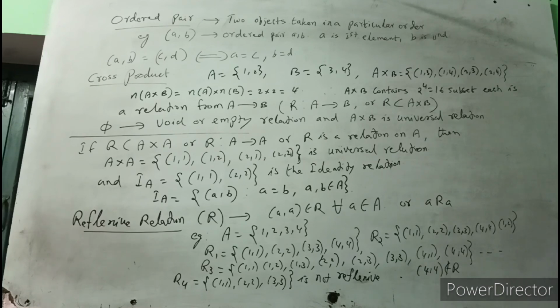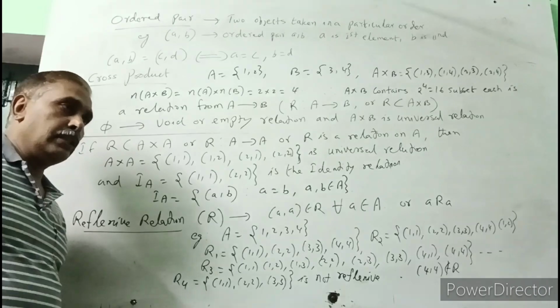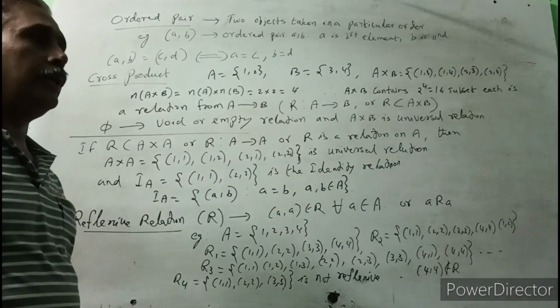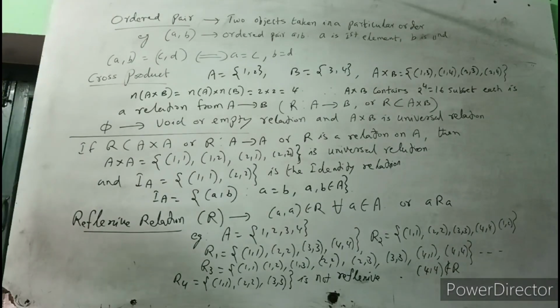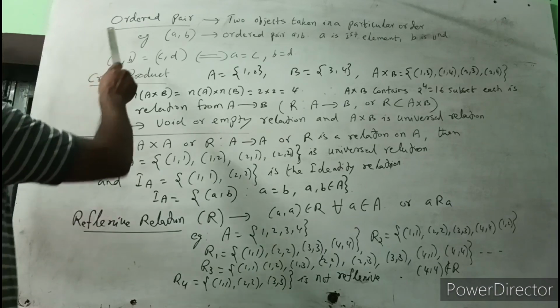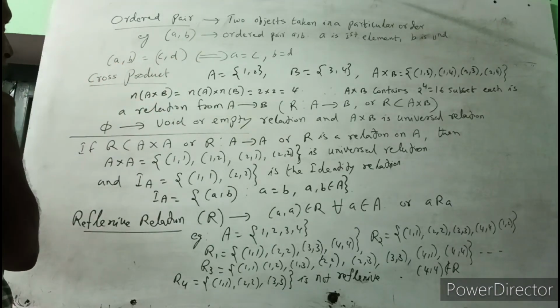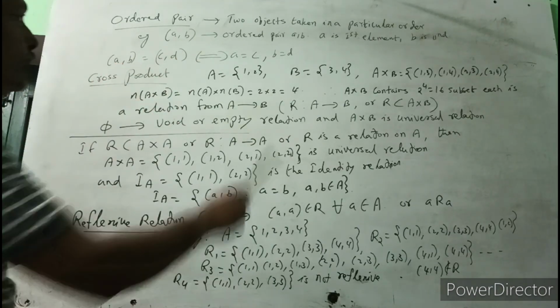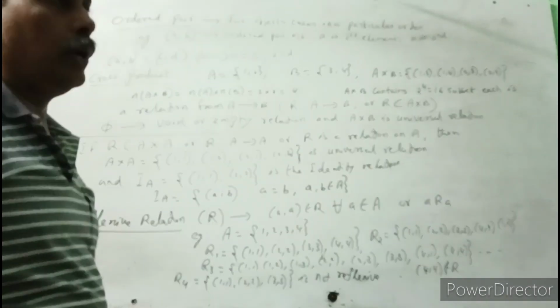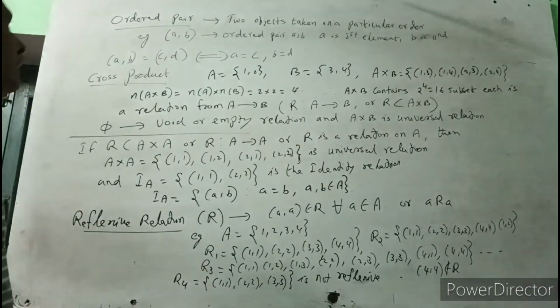Relation and function is the first chapter of class 12. To learn that chapter, we need to know what are the things you learned in 11th standard about relation. For that, first you studied what is an ordered pair. So you know the two objects taken in a particular order, that is what is called an ordered pair.